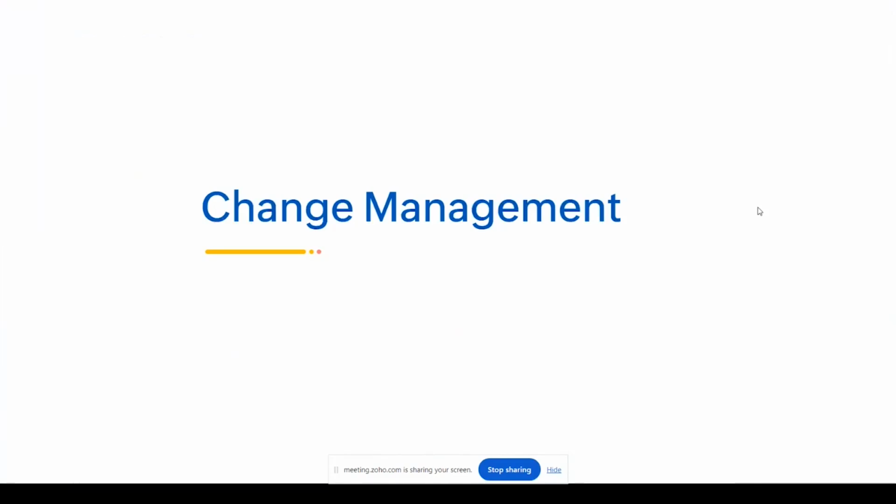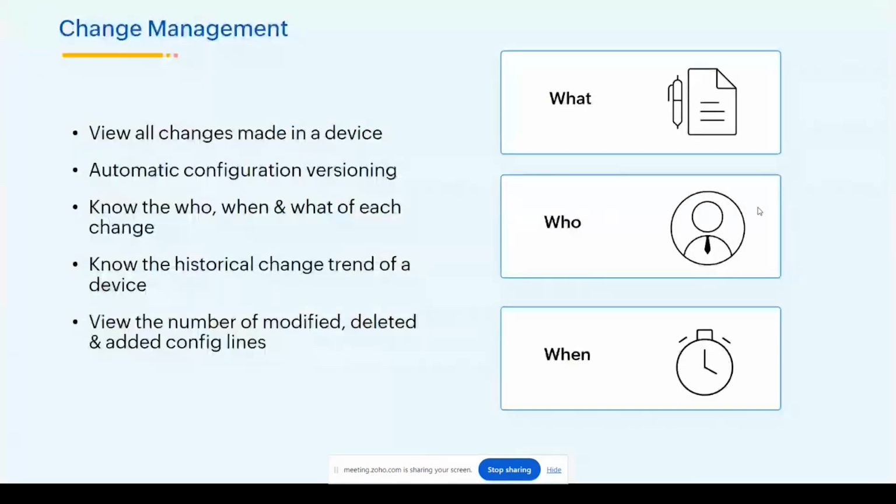So moving on to change management, which is another important feature of Network Configuration Manager. This feature allows you to view all the changes that are made to a particular device and automatically sync changes to different configuration versions. You can track the who, when, and what of each change and get a historical trend of changes for a particular device and see the number of modified, deleted, or added configuration lines. One of the important features in change management is the ability to receive change notifications and roll back to previous configurations when necessary. So let me show you how to set up change notifications in the UI.